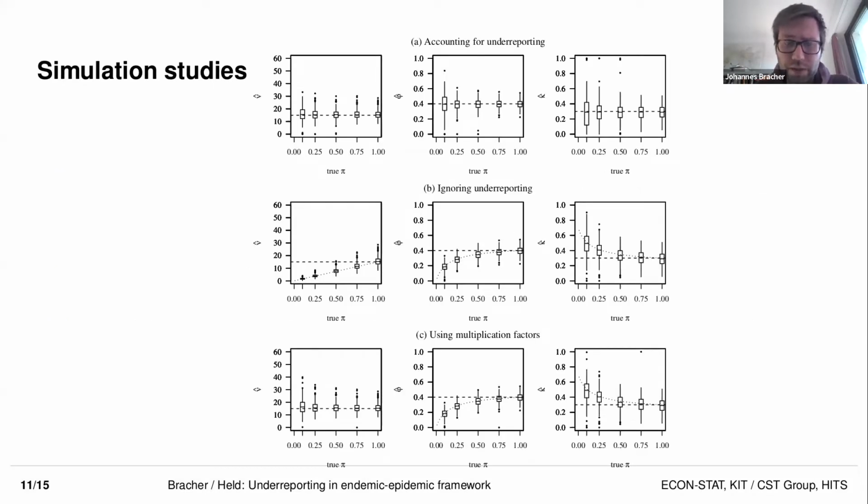We have a few simulation studies in there. In the interest of time, I'll skip through that fairly quickly. Essentially, they show that the method that we came up with avoids biases in the parameter estimates, while ignoring the problem of underreporting will lead to biases, which we can actually predict and quantify very accurately.